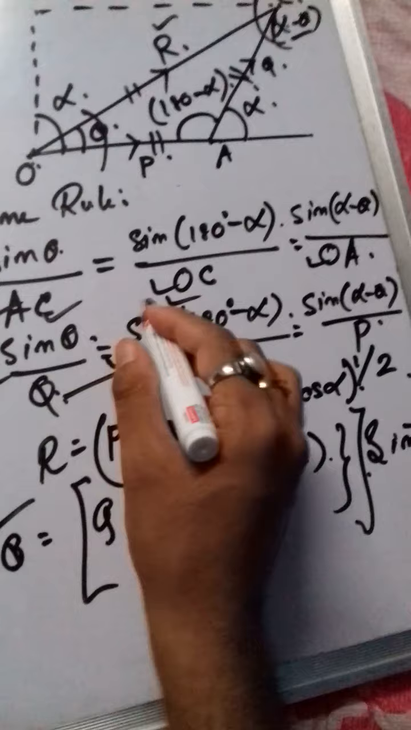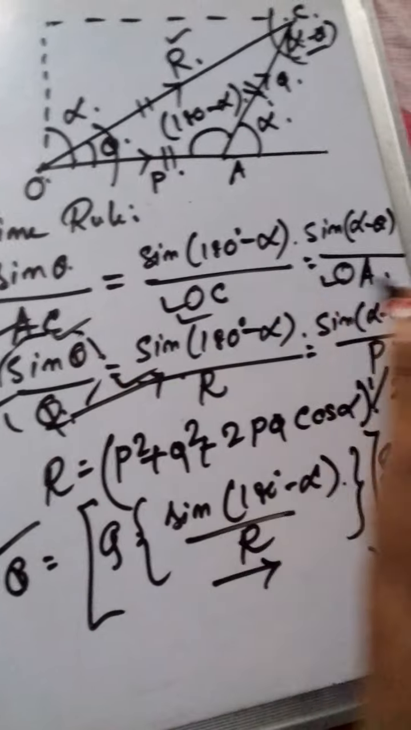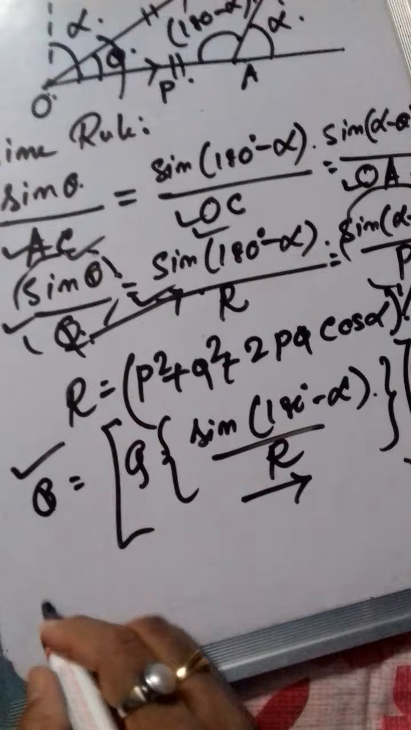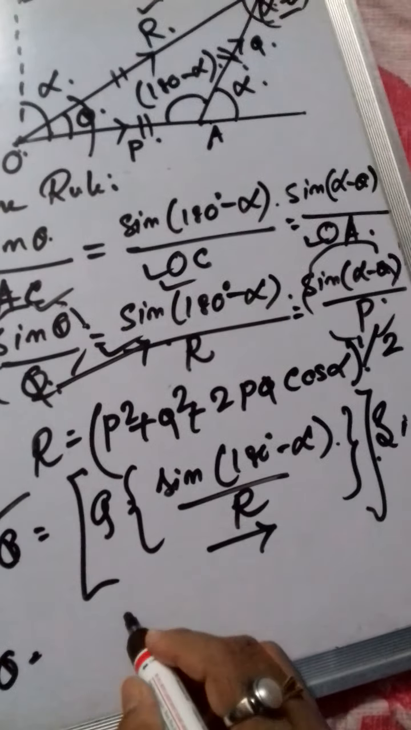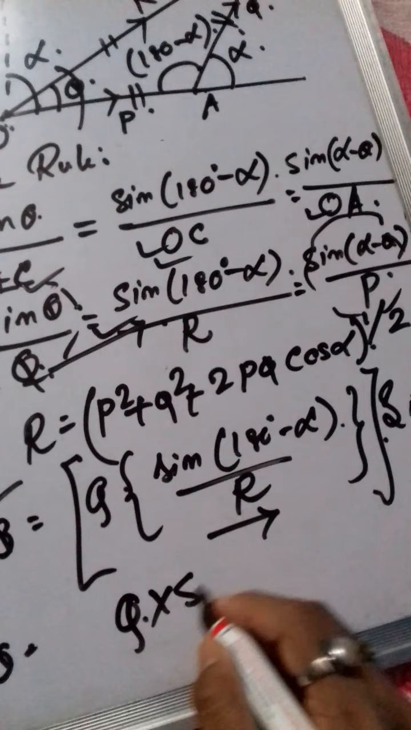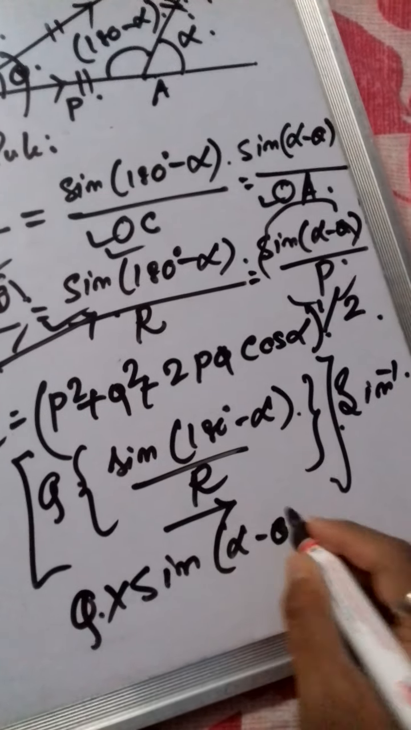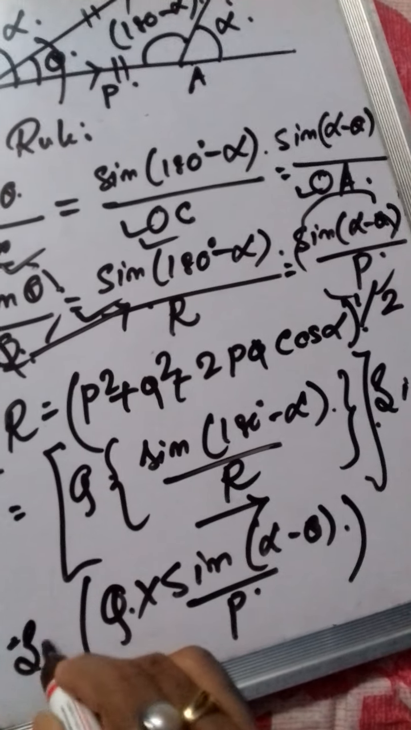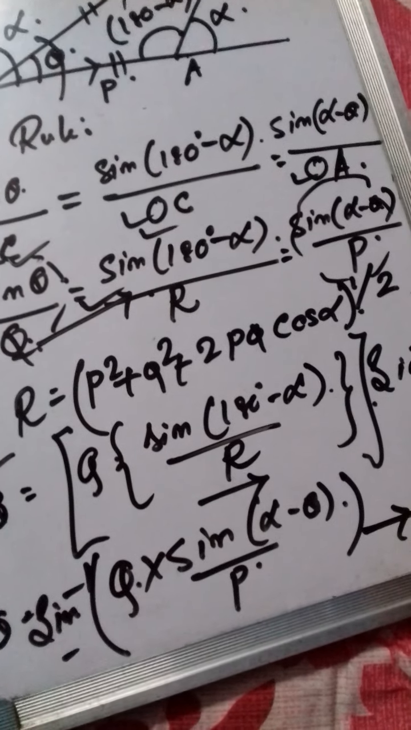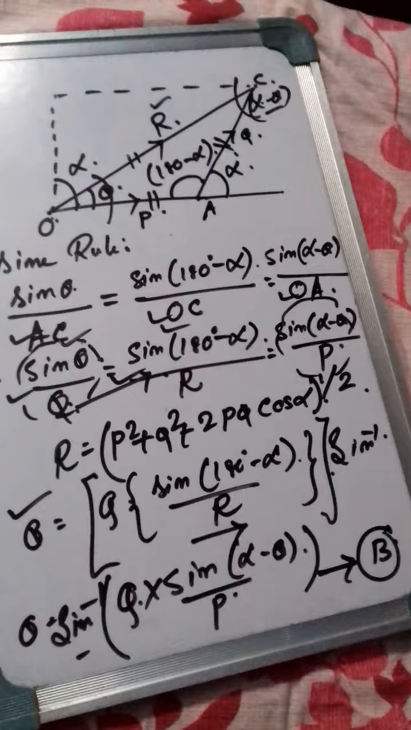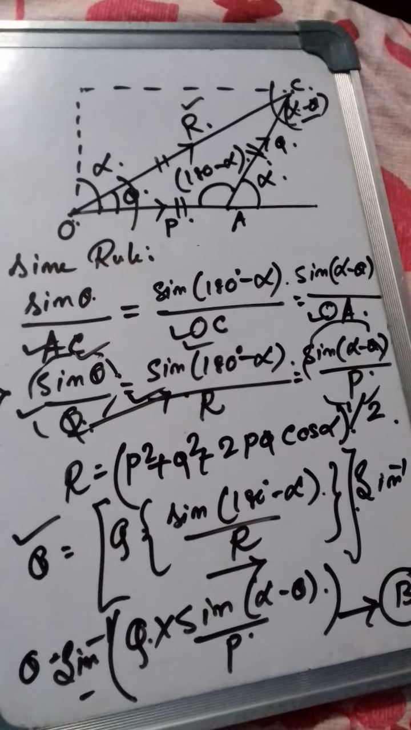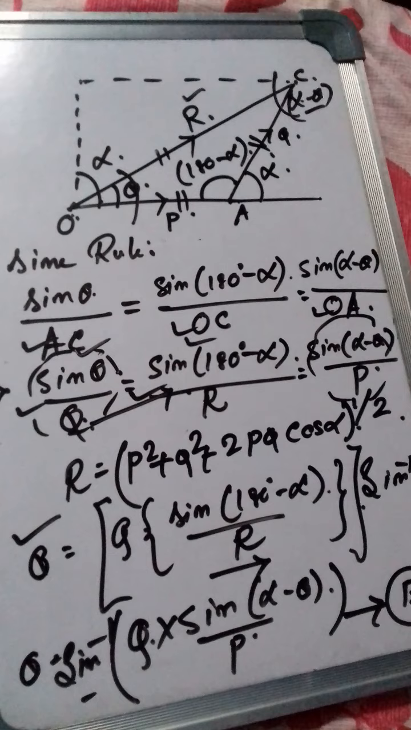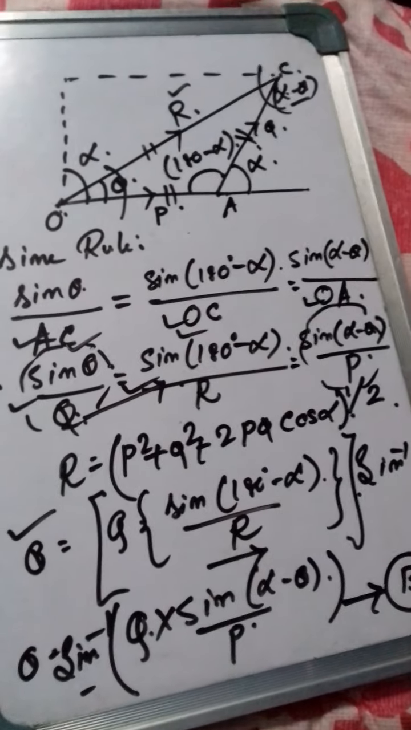Or you can also find out by considering the first and the last term. What you will get, theta is equal to sine inverse of Q multiplied by sine alpha minus theta divided by P, right? So these are the two ways by which you can find out the value of the direction by using the sine rule. Okay, now let us move on.